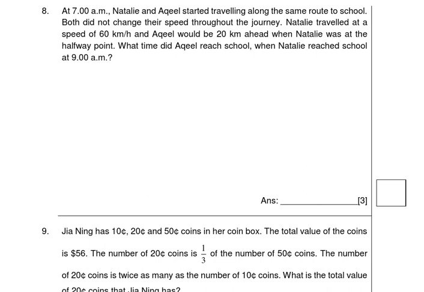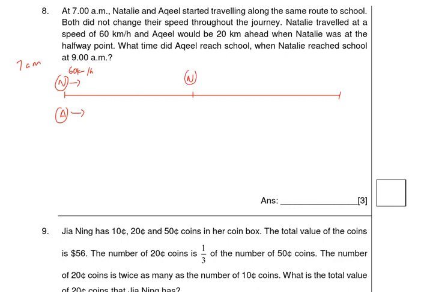Okay, so we have these 2 persons traveling along the same road to school. So this is Natalie, and the other one is Akil. So they started off at 7 a.m. Okay, they did not change their speed throughout. Natalie traveled at a speed of 60 km per hour. So this is 60 km per hour. And Akil will be 20 km ahead when Natalie was at the halfway point. So this is the halfway point.